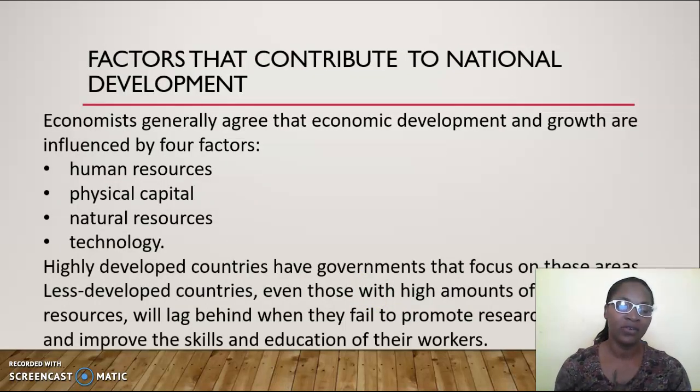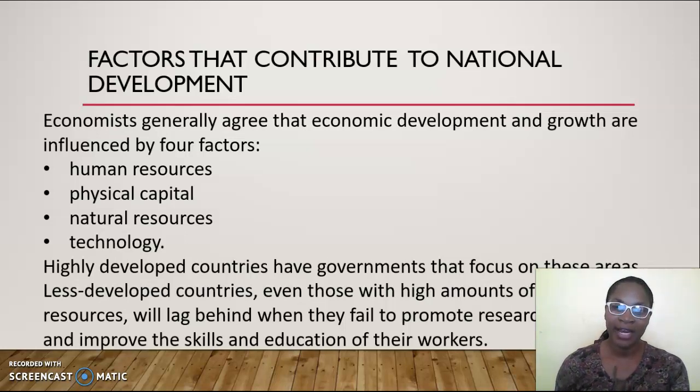Now, there are some things, of course, that contribute to national development. To everything in life, there's a cause and an effect. So what are some things that contribute to the development of a country? Obviously, we're talking about resources. So resources must have some impact on the country's development. But how and what resources? Well, I told you before that human resources refers to its people.